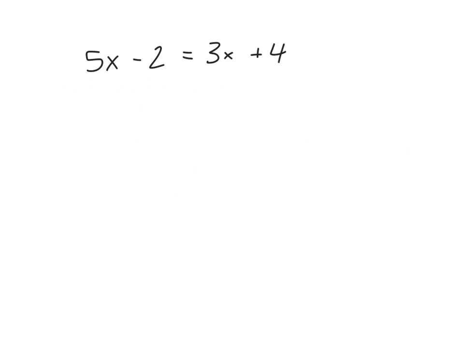Let's try this again on another equation. 5x minus 2 equals 3x plus 4. Again, we remember that there's that sort of balancing line there at the equal sign. And sure enough, we have x terms on both sides of the equation. So just like before, we're going to use inverse operations to deal with that.